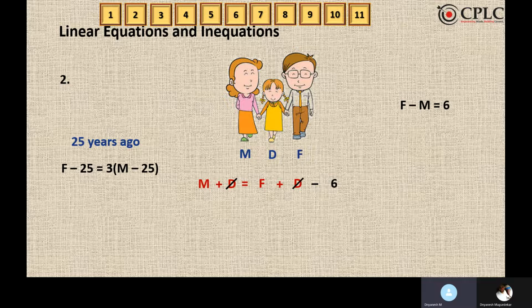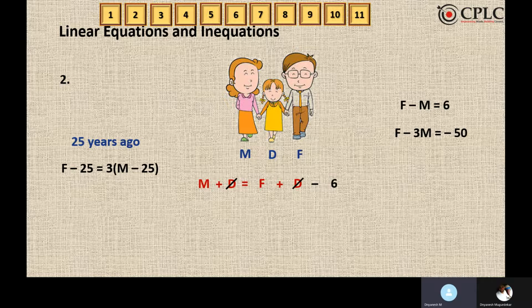From the first equation, what you can do is cancel out d from both the sides, and you will get an equation in m and f itself, which is f minus m is 6 years. Solve the second one, multiply by 3 throughout, do the plus minuses accordingly. And in the second equation, you get f minus 3m is equal to minus 50.